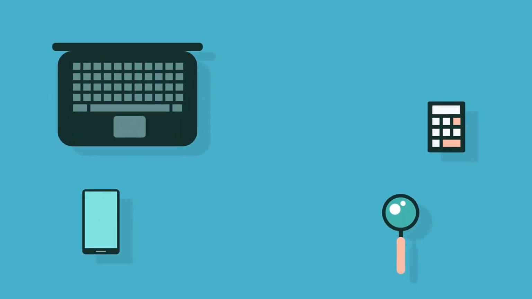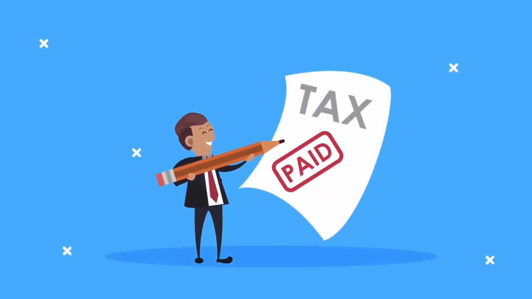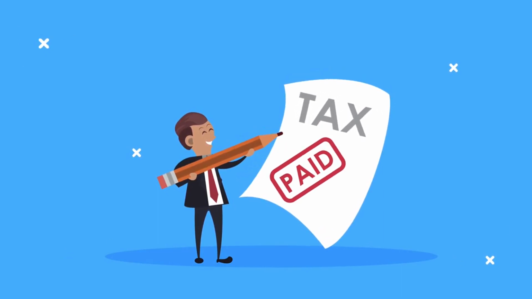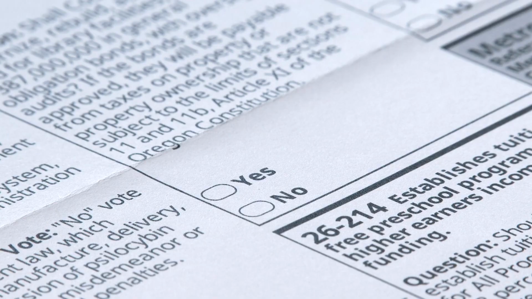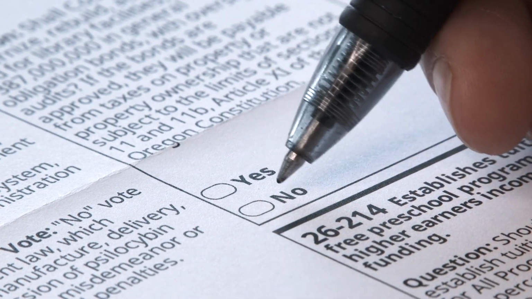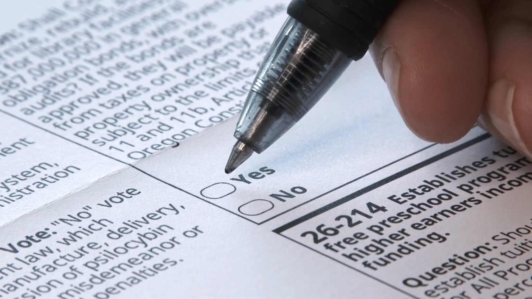24th Amendment, Abolition of the poll tax. The 24th Amendment, ratified on January 23, 1964, prohibits the requirement of a poll tax for voting in federal elections. Poll taxes had been used in many southern states to disenfranchise African American voters and poor whites, effectively preventing them from exercising their right to vote.